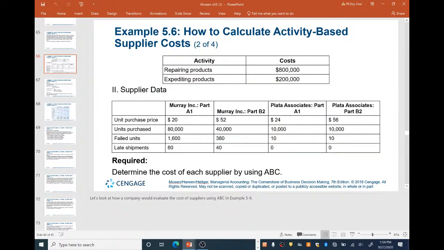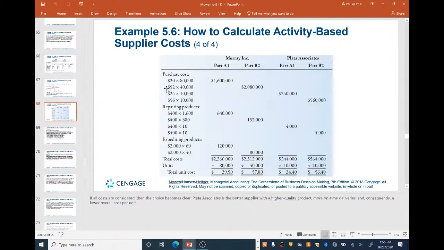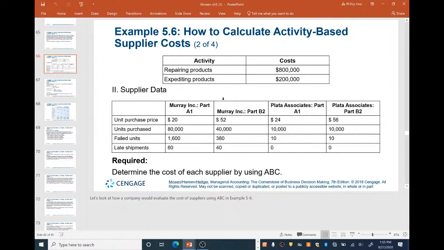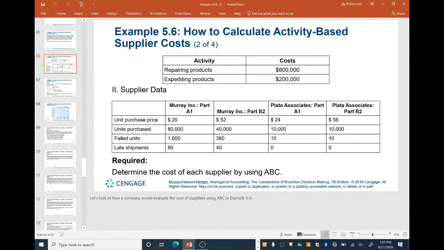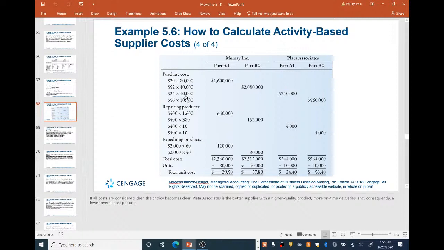Unit purchase price, you can see here for Murray 20 and 52, and 24.56 here relates to this 24.56. And then the costs here are just the actual cost per unit: 80, 40, 10, 10. Obviously we just multiply these for each part that it belongs to for each company. Same thing for repairing products, the 400.